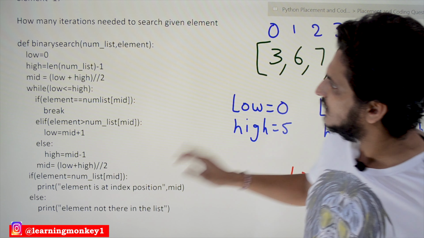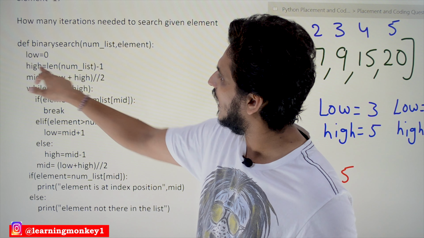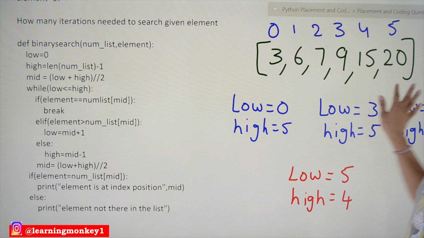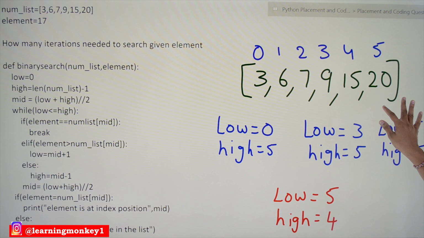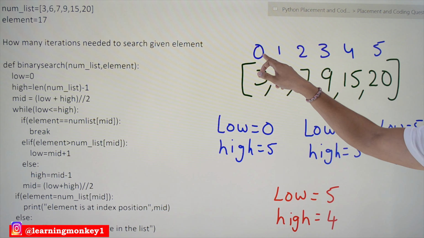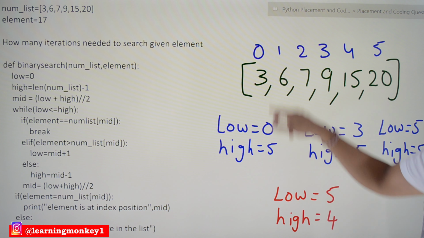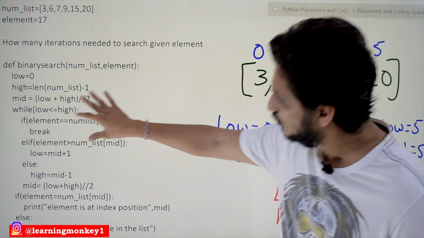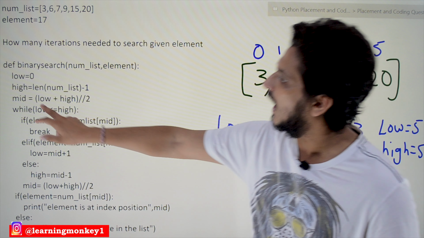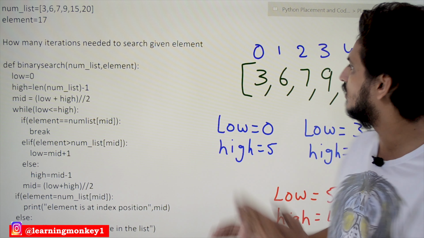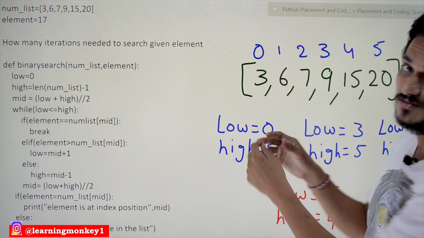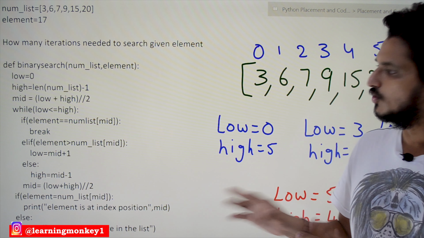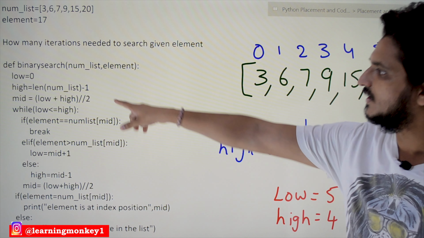Here we are taking the low value equal to 0 and the high value equal to the length of the numbers list minus 1. This is our list. For the first time, the low value is taken as 0 and the high value is taken as 5. While low is less than or equal to high, this loop is going to execute. Low less than or equal to high means whenever the low value passes the high value, this loop is going to break. That is what the condition is.